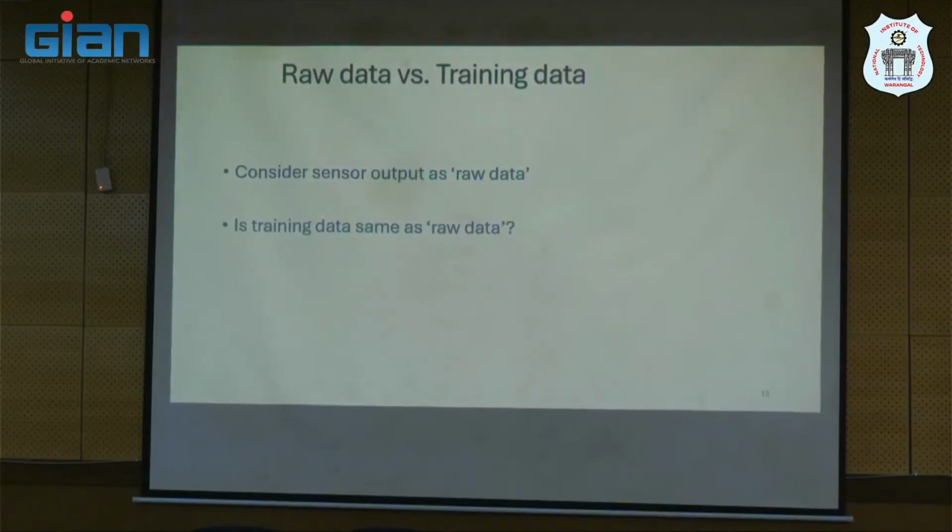Okay, no is one answer, yes is one answer. There are two answers for sure. Why do you think yes or no? Sometimes noise may have been added while sensing. Current sensors may pick up noises, high frequency noises also. Sometimes the sensor output comes with some offset values. Okay. So there may be some additional information you are saying, which is not necessarily used for training purposes. Any other answer? Does anybody think yes, training data is the same as raw data?